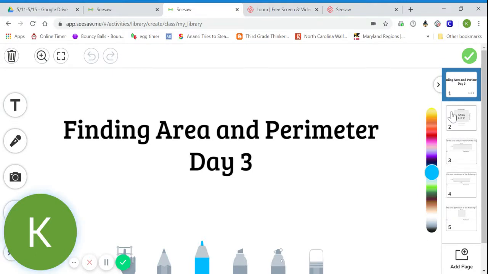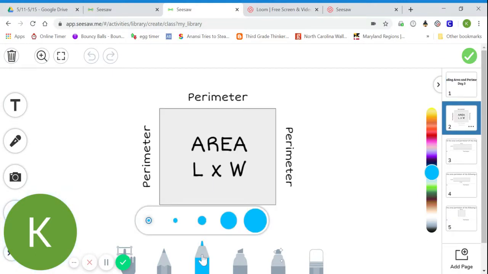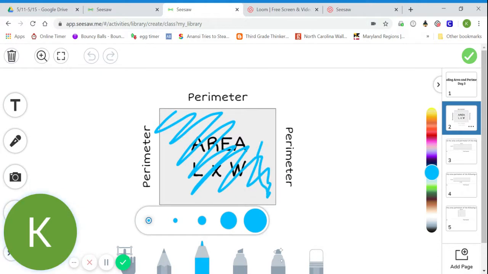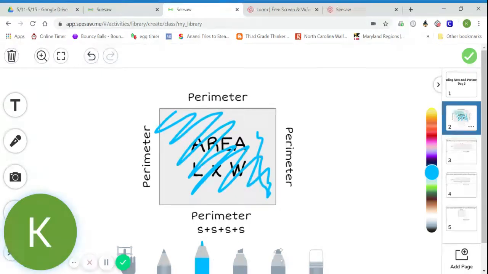So let's go over our quick review one more time. As you probably remember, area is length times width. Area is all the space inside of a shape. Perimeter, on the other hand, is when we add all of the sides. So the perimeter is the outside of the figure or the shape. Once again, the equation for perimeter is s plus s plus s plus s for a quadrilateral.